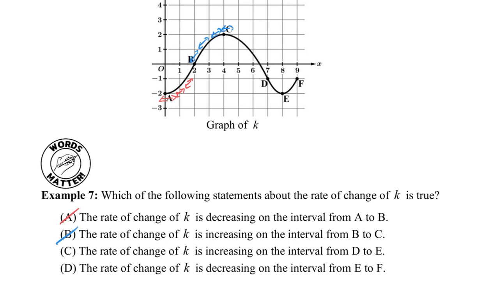All right. Rate of change is increasing from D to E. So we start out kind of really negative. Hey, those are increasing. So C is looking pretty good. Let's just check on D real quick. They are decreasing from E to F. Nope, those were increasing. So we were right. The answer is C. Cannot be D.